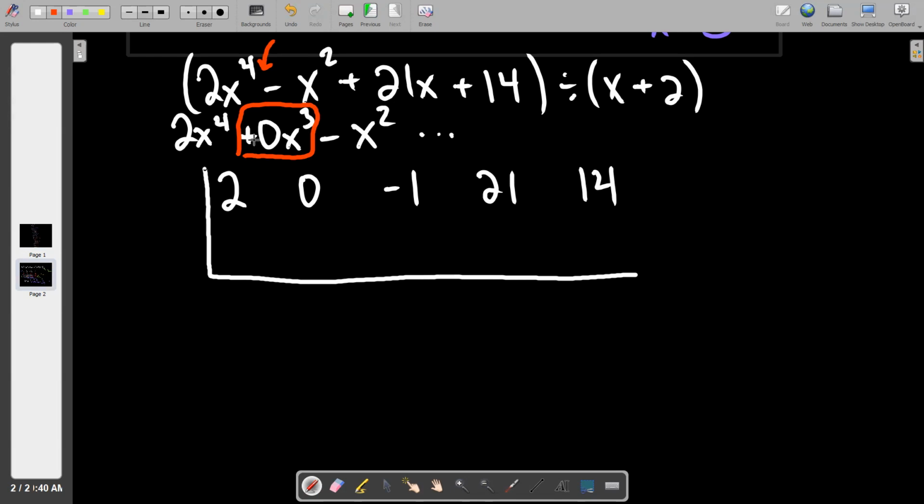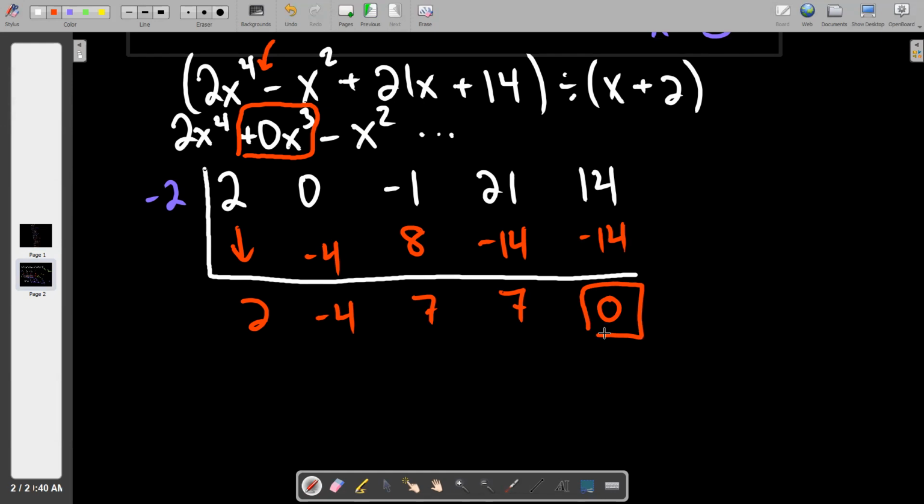Look at the exponents. If there's any missing powers as we go down the staircase, we need to fill them in with zeros. And then the process is the same. What number do we put on the outside? And we drop, and here we go. Drop the 2, multiply, add, multiply, add, multiply, add, multiply. What can we say about x plus 2? It's a factor. Very good. What is my answer then to this problem?